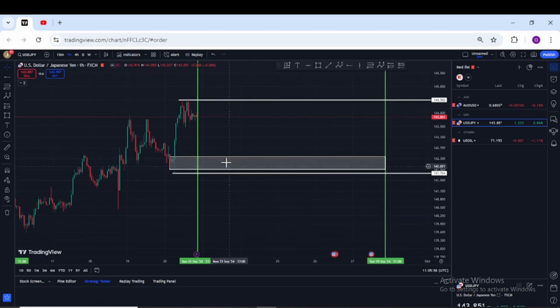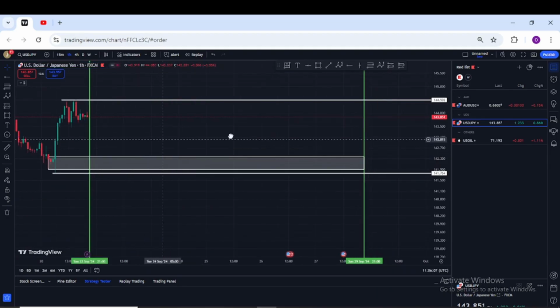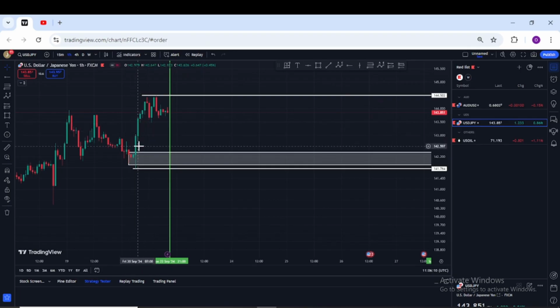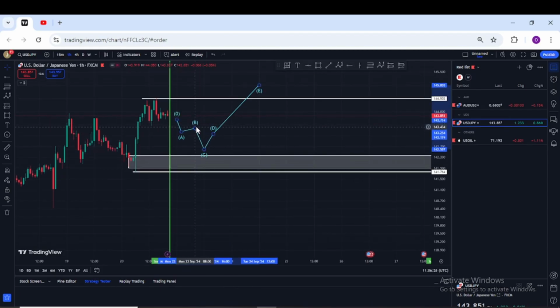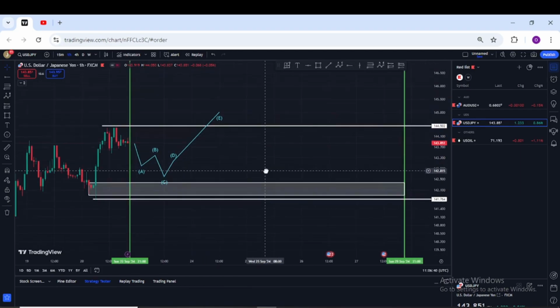I'm anticipating the market will come to this box, fill this imbalance. You have imbalance here, you have imbalance here. Inside this, you have imbalance here, you have imbalance here. So I'm anticipating the market will come down here, do something like this, then go up. That's what I'm anticipating. It may not necessarily form like this. It may not be that straightforward, but this is what I'm predicting the market will do next week.